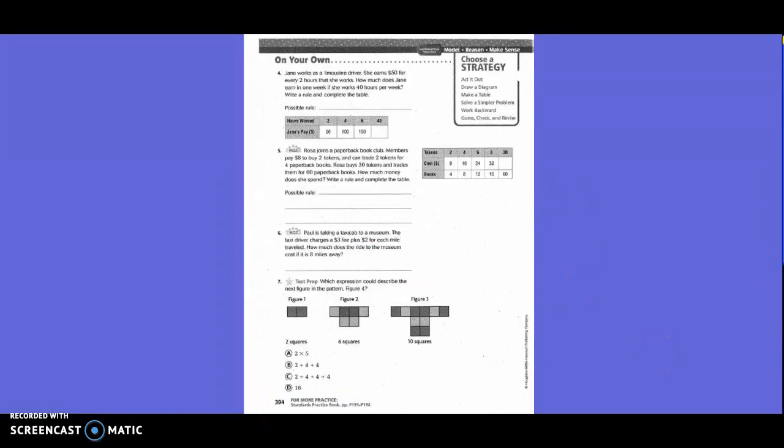On your own, Jane works as a limousine driver. She earns $50 for every 2 hours that she works. How much does Jane earn in 1 week if she works 40 hours per week? Write a rule and then complete the table.